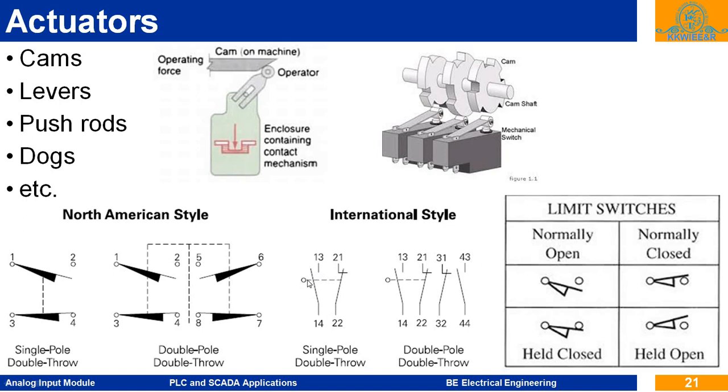Now in this case, this dot or circle will indicate the operating force. It will operate from this side, which means normally open becomes closed and normally closed becomes open. If these contacts get closed, these closed contacts get open. Similarly, double pole, one set, another set, and double throw. So these are the symbols used in the electrical schematic diagram to show the limit switches in the electrical circuit.